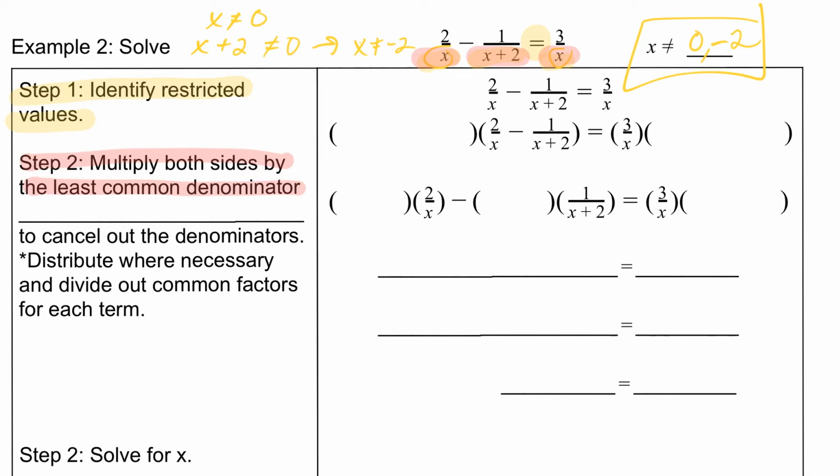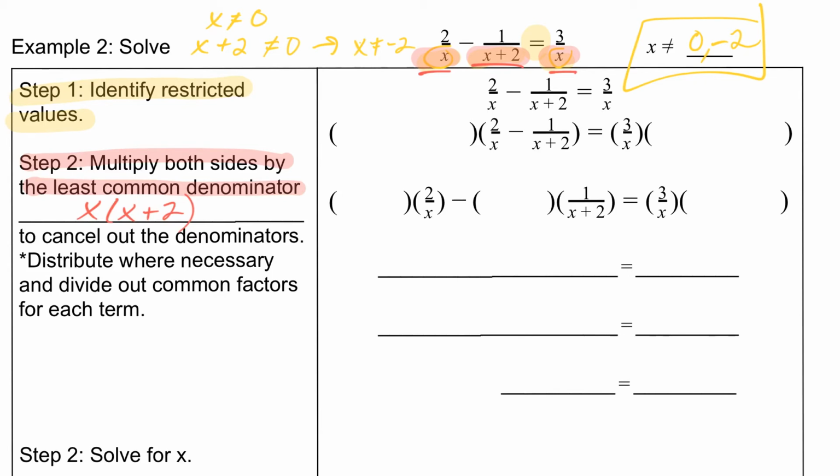So the least common denominator would have to be x times x plus 2. The reason why this is the least common denominator is because there are 2 denominators that have x, there's 1 denominator that has x plus 2. So our least common denominator should be something that includes maybe like one of each unique factor that they have.